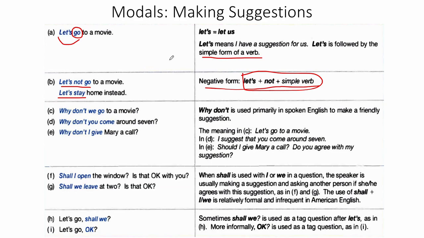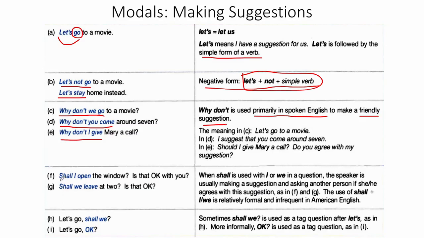Another way of making a suggestion is via the use of the WH question, why? Why don't we go to a movie? Why don't you come around? Why don't I give Mary a call? And this one is primarily used in spoken English to make a friendly suggestion. It is used in informal communication between friends, family members, etc. to give a friendly suggestion.